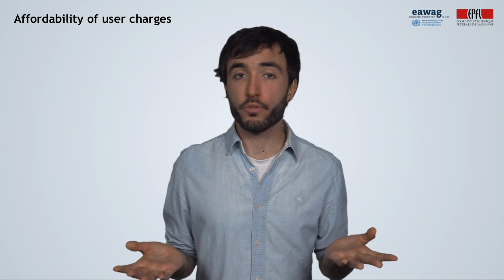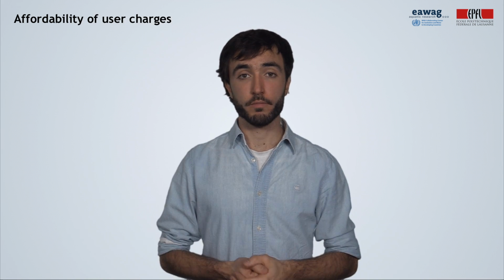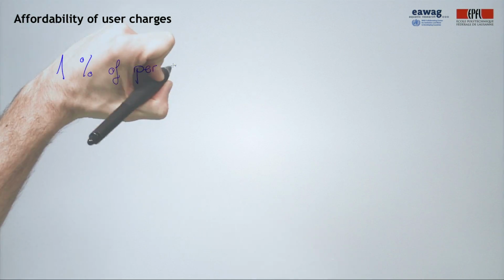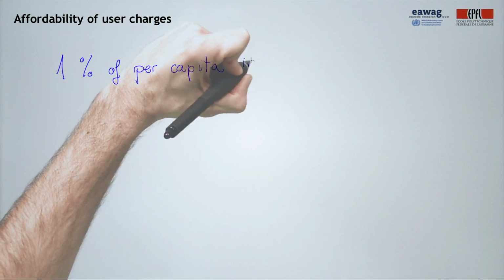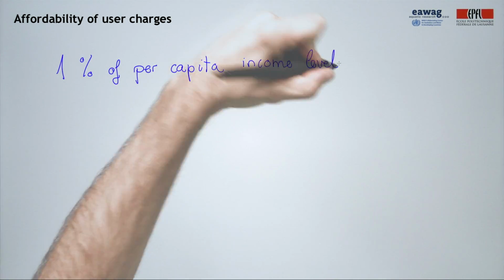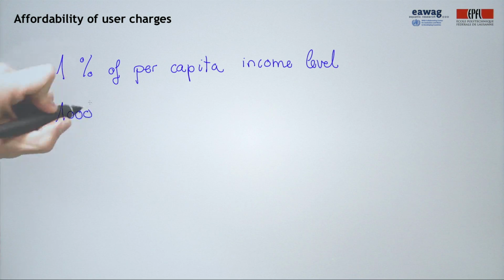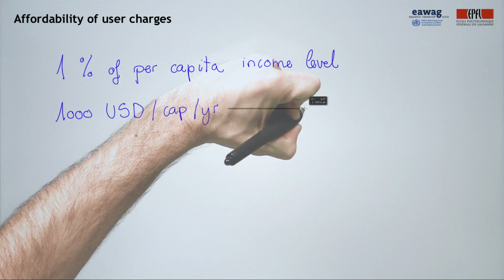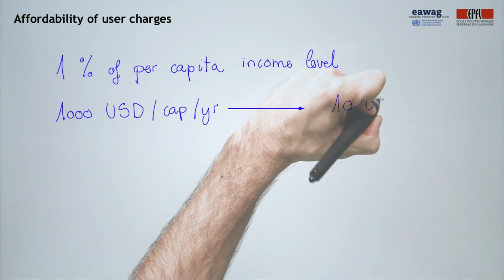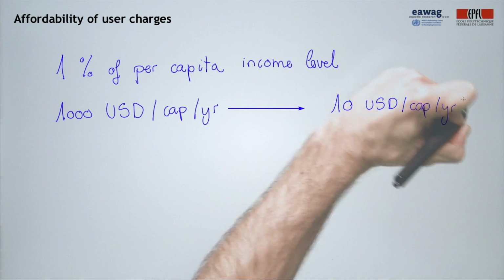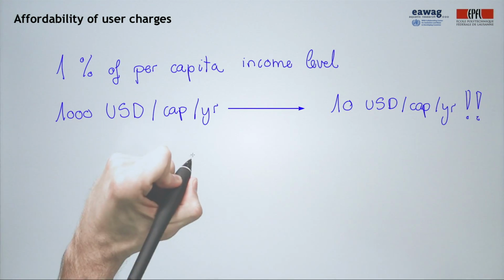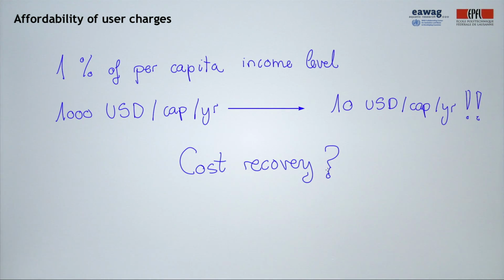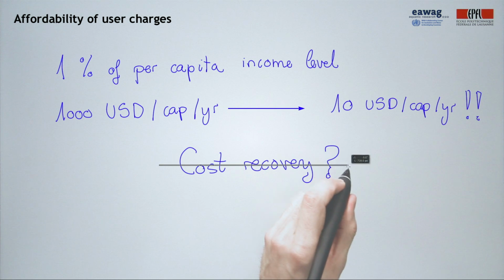How much can people afford for waste management services in developing countries? It has been suggested that a practical upper limit for affordable waste management costs is 1% of per capita income level. In low and middle income countries with income levels below $1,000 per capita per year, this works out to be around $10 or less per capita per year. It comes as no surprise that some low and middle income countries set their user charges below full cost recovery rates.